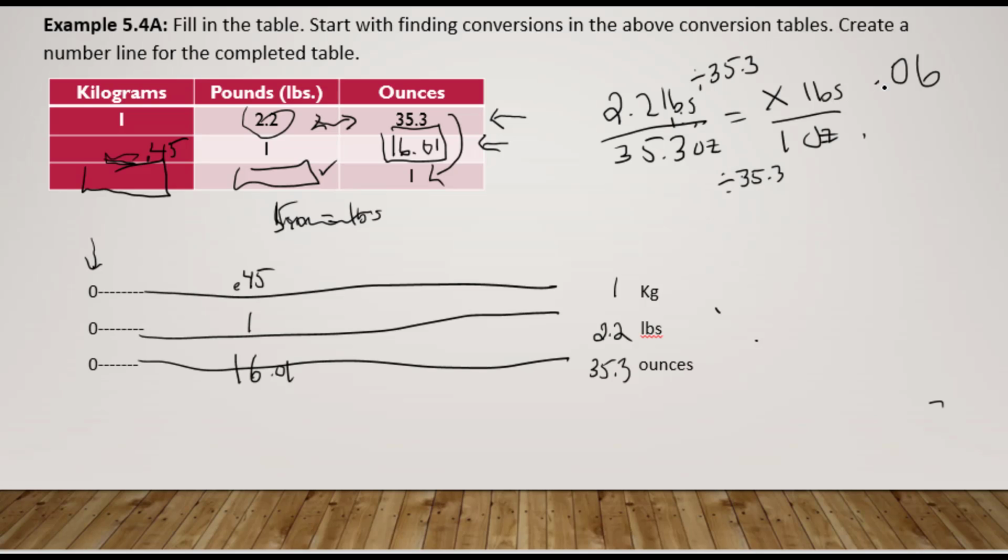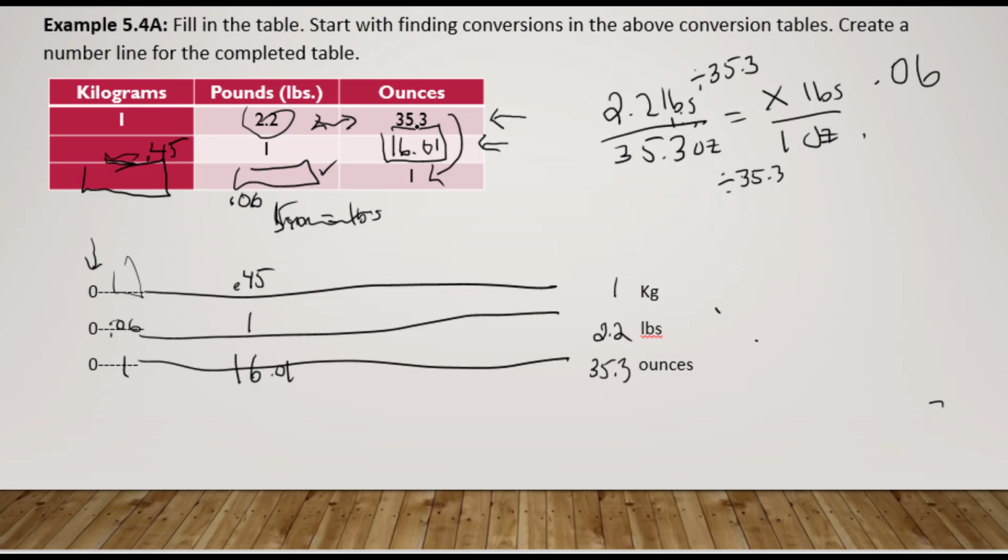So 0.06 pounds is the same as 1 ounce, right? They weigh the same, just as 2.2 pounds is the same as 35.3 ounces. So I'm going to put that in here, 0.06. So now I'm going to go down here and find 1 ounce, about here. Here's 1 ounce, and that's the same as 0.06 pounds. And now I'm going to find out this last one here, which is kilograms.